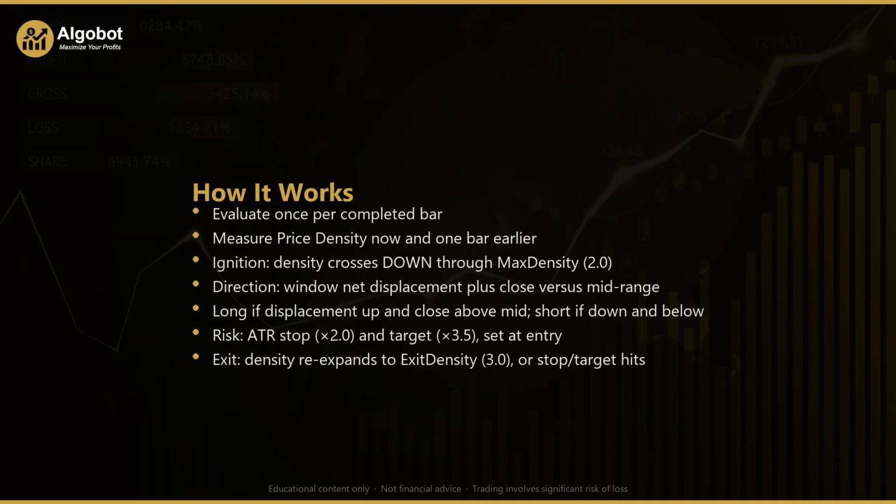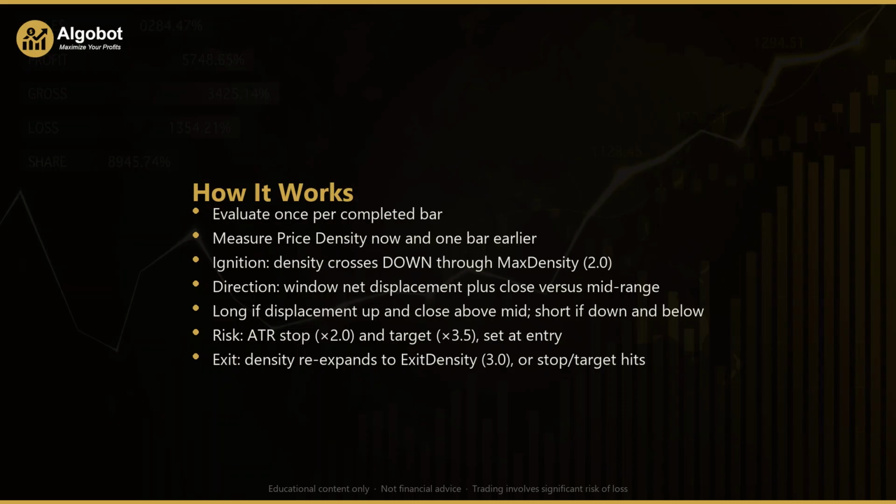Now let's walk through the exact rules, step by step. The strategy only evaluates its logic once per completed bar, so it's patient and it isn't reacting to every tick. First, it measures the current price density over the chosen window, which defaults to 20 bars. It also measures the density 1 bar earlier. This pairing lets it detect a fresh collapse rather than a state that has been true for a while.